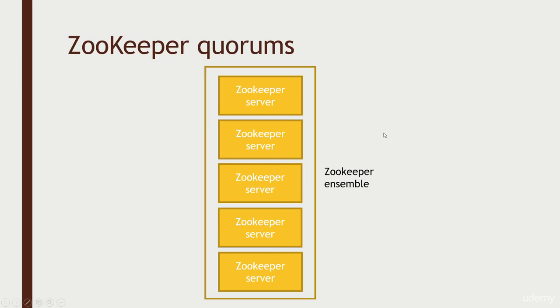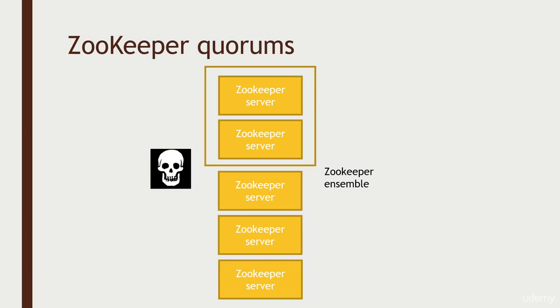So let's say, for example, you have an ensemble of 5 ZooKeeper servers, and you only set a quorum level of 2. So you say that you'll accept a result if at least 2 servers agree on it. Well, what happens if there's some event where we have a network partition of some sort? Let's say these 2 servers are in one data center and these 3 are in another, and all of a sudden this server can't talk to this server because of some network failure.